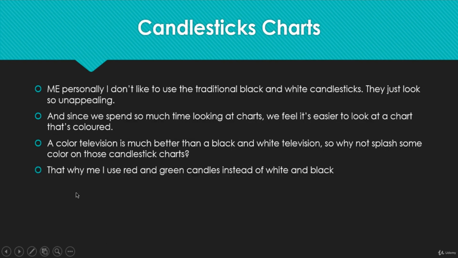Let's move on. Personally, I don't like to use the traditional black and white candlesticks because I find them very weird. They just look so pale. And since we spend so much time looking at charts, we feel it's easier to look at colored charts. Am I right or not? A color television is much better than a black and white television, so why not splash some color on those candlesticks? That's why I'm using red and green candles instead of white and black, because black and white look very old. I feel myself getting old quickly.